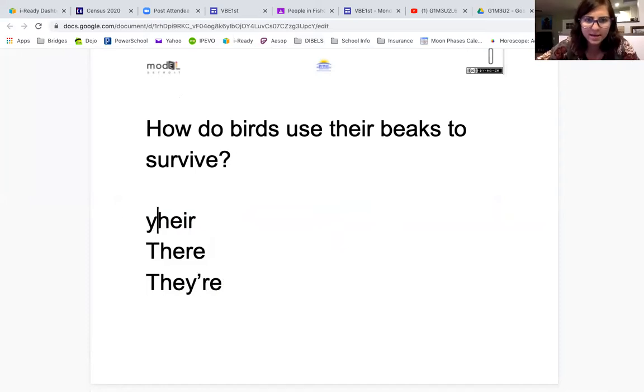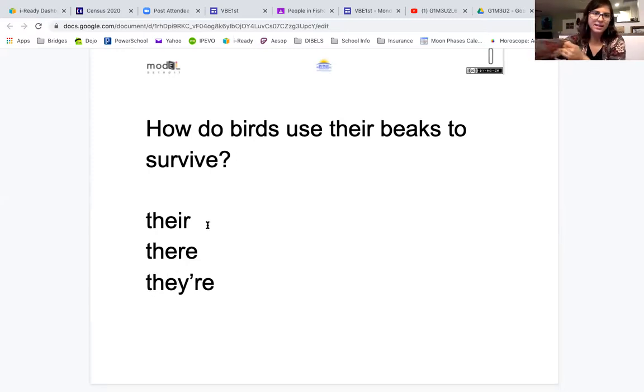So for some reason, my computer just capitalizes when I press enter. You guys remember, every time we press enter, it kind of capitalizes the next line.